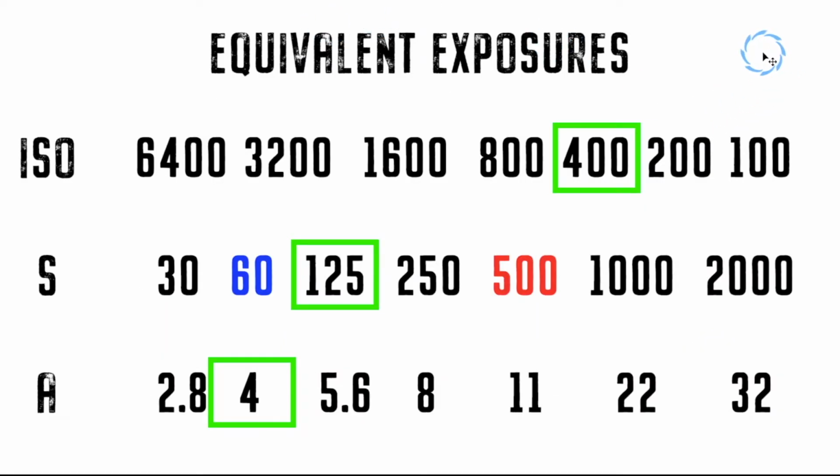All right, so the next thing we're going to do is take a look at this thing called equivalent exposures, and I'll explain what that means in a second. Right here, we have ISO, we have shutter speed, and we have aperture. And for each one of those, I have in green circled something, and this is going to be our first exposure. So we're saying on this image, the perfect exposure is going to be an ISO of 400, a shutter speed of 125, and an aperture of f4.